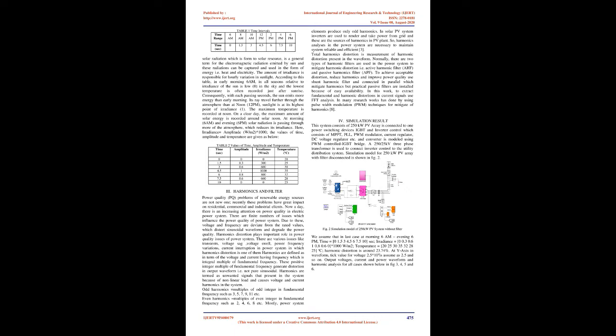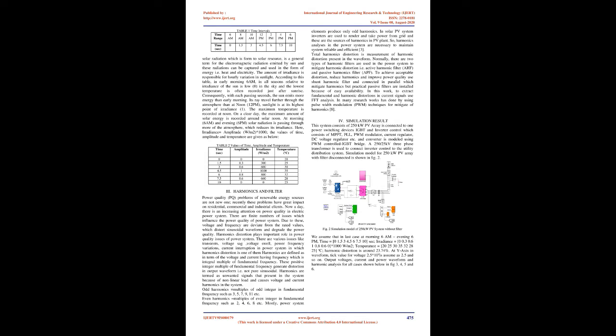atmosphere than at noon. At 12 pm, sunlight is at its highest point of irradiance, 1. The maximum temperature is recorded at noon. On a clear day, the maximum amount of solar energy is recorded around solar noon. At morning, 6 am, and evening, 6 pm, solar radiation is passing through more of the atmosphere, which reduces its irradiance. Here, irradiance equals amplitude, W/m2, times 1000. The values of time, amplitude, and temperature are given as below.